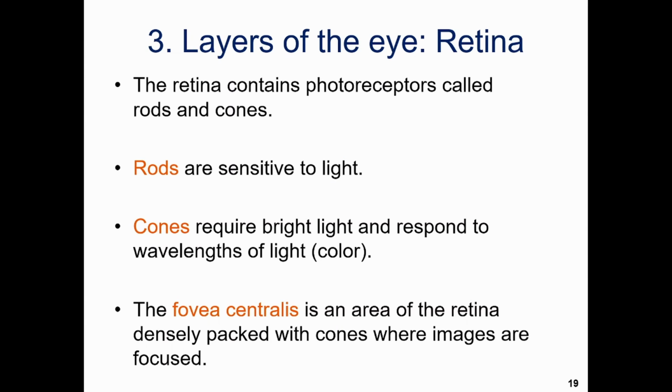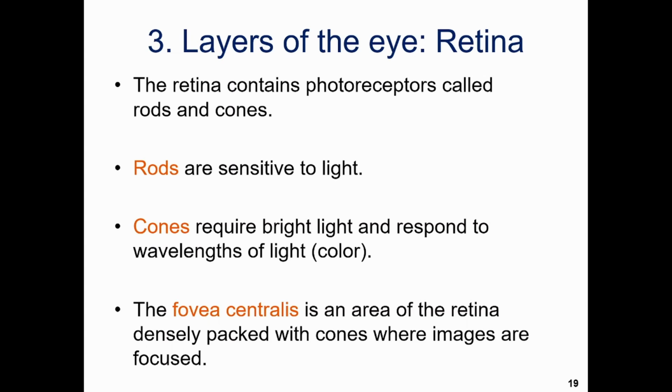Moving to the retina, this is where we have the photoreceptors, and there are a couple photoreceptors we have. We have rods and cones. Rods are responsible for your black and white vision. They're just sensitive to levels of light, whereas your cones are where your color vision comes from. Now, cones require bright light. It's hard to tell what color something is in the dark. So you need bright light in order for your cones to really fully tell you what's going on.